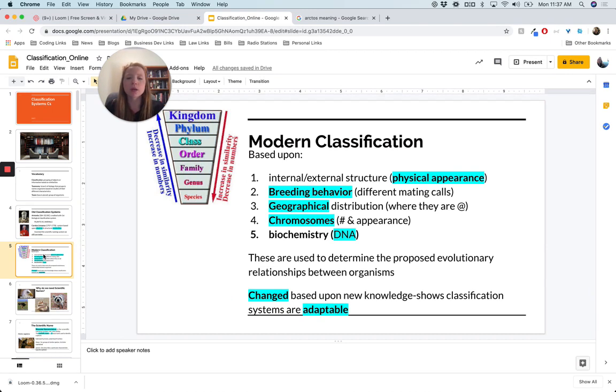Now, our modern classification system is based on several different criteria. So the first one is still going to be that physical appearance, so what characteristics the organism possesses when you look at it. We're also going to look at breeding behavior, where the organism lives, so that's its geographical distribution. The chromosomes, the number of chromosomes that the organism has, and also the appearance or what the chromosomes look like. And then finally, we're going to compare DNA. Because remember, we assume that organisms that share more DNA are more closely related. Now, this said, it's really important to remember that as we get new information, things can change.